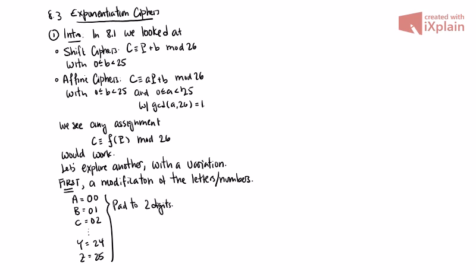The reason for this is so we can string multiple letters together in groups, so we can group letters. For example, we're going to do JU. J is 9 and U is 20. So this is the J, this is the U.